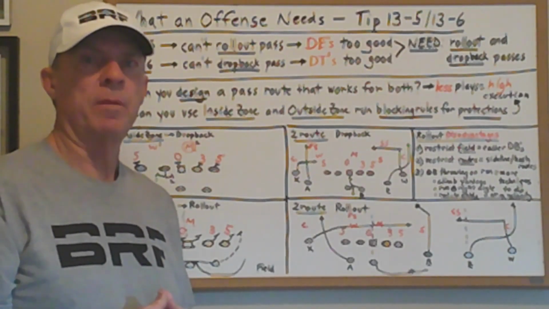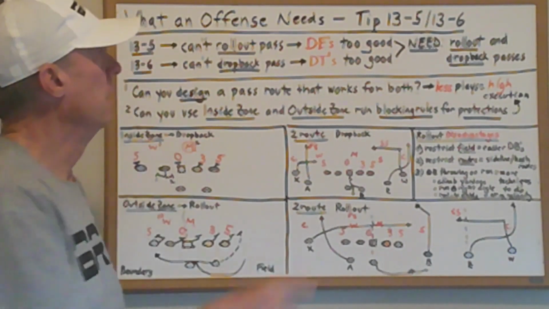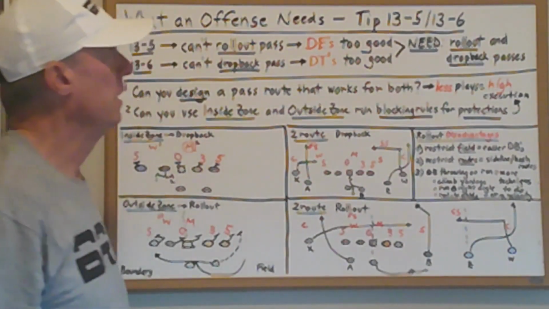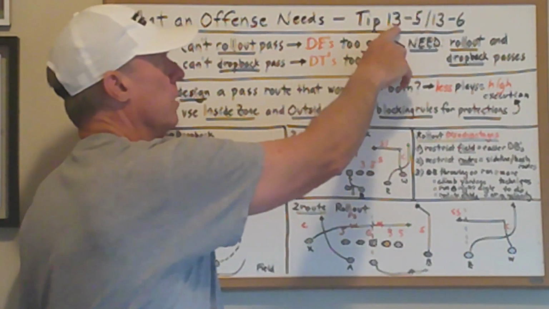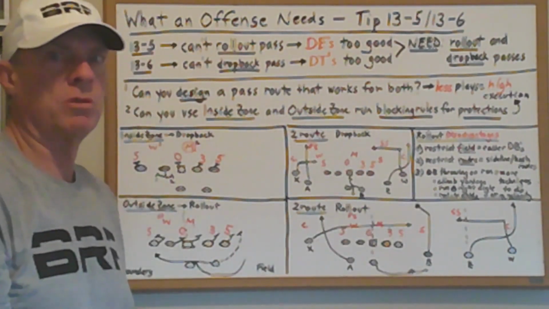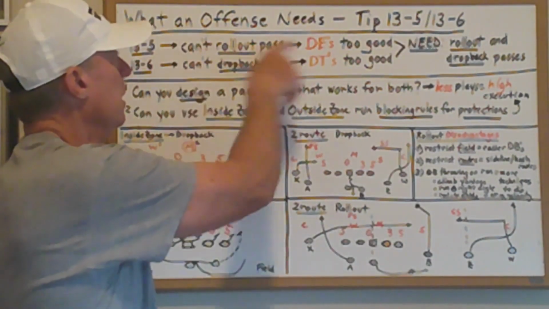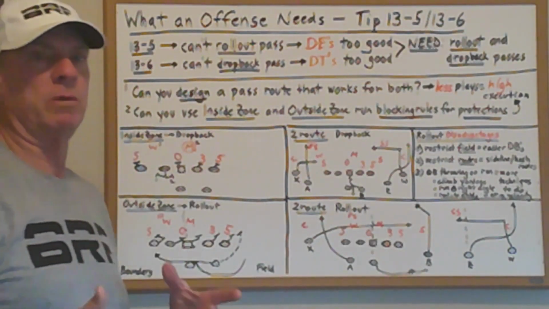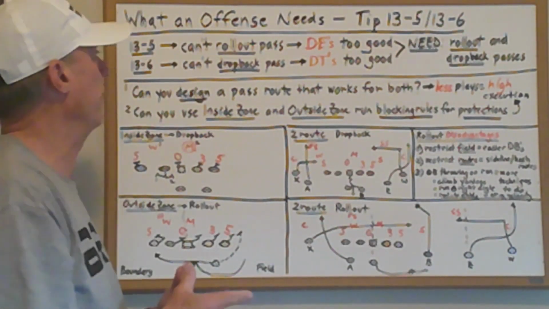So in this next tip, I'm going to combine tip 13.5 and tip 13.6. And the reason, obviously, that we're labeling it tip 13 and then with a sub-label of 5 or 6 is because we're talking about what an offense needs. And so this is the 5th and the 6th edition or sequence of what can happen to your offense.